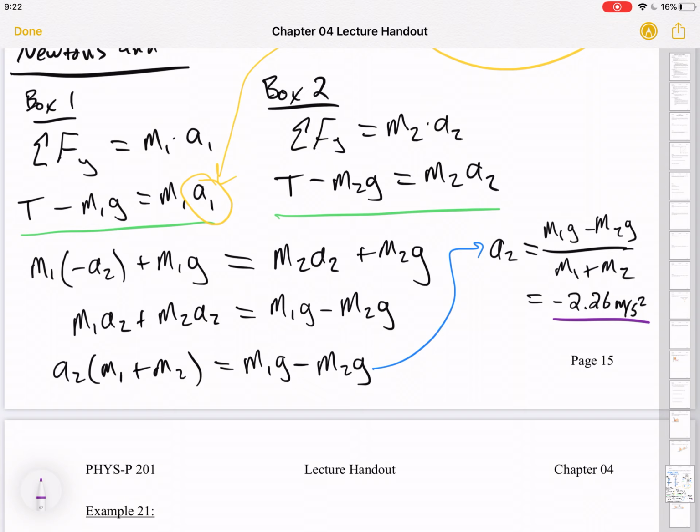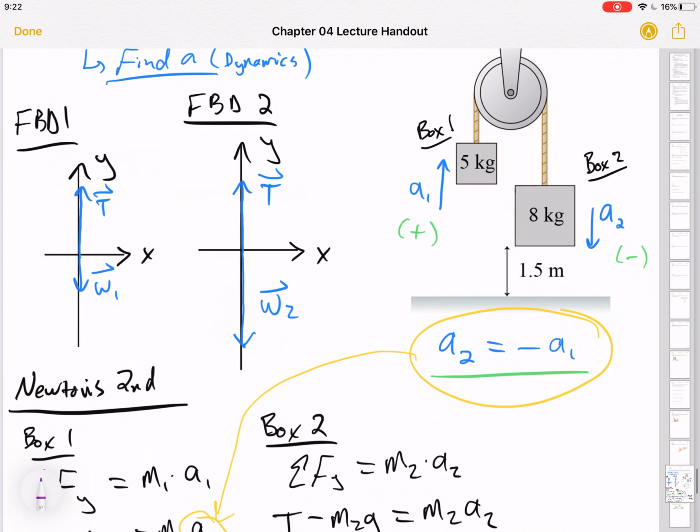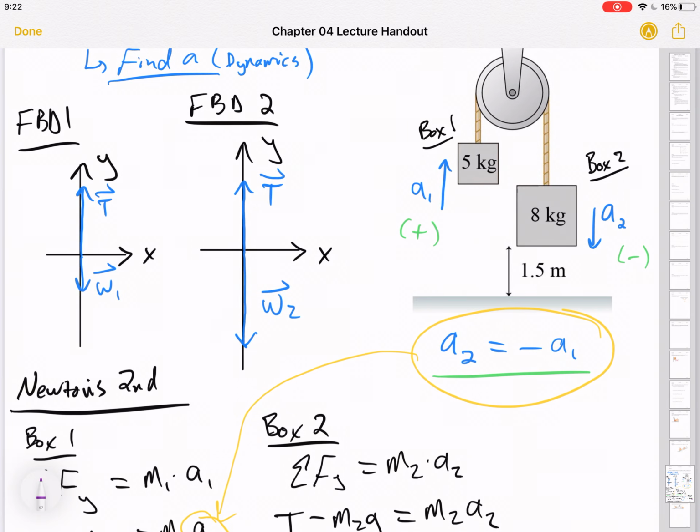Again, this is not my final answer. But it is negative, as I was expecting, and it's smaller than g. Right? Yeah, because again, this is not free fall. If the 5 kilogram and 8 kilogram were actually exactly the same mass, the system wouldn't accelerate at all. You could give it a shove and it would have a constant velocity, but the system released from rest would do nothing. And if they were just ever so slightly different, the acceleration would be tiny.